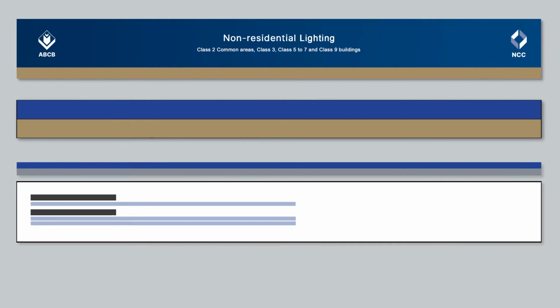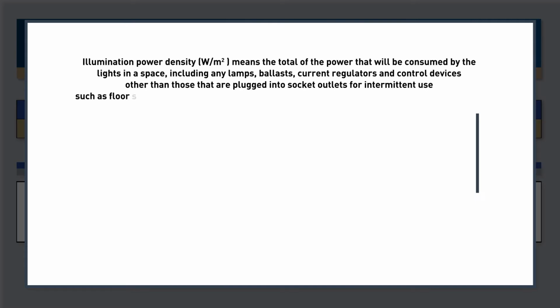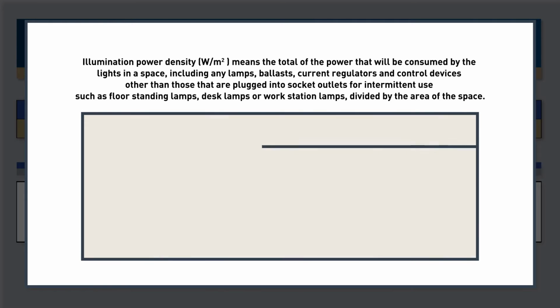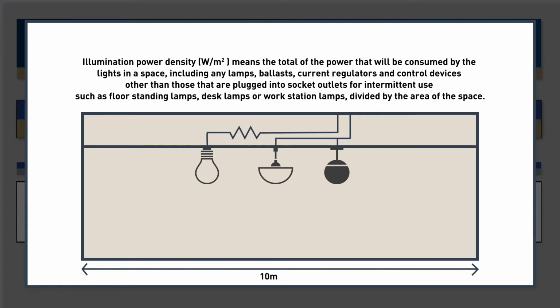This calculator automates the selection of illumination power density and adjustment factors, and undertakes calculations for illumination power loads for the energy efficiency provisions of Part J6. Illumination power density is a defined term in the NCC. It means the total power in watts that will be consumed by the lights in a space, including any lamps, ballasts, current regulators and control devices, divided by the area of the space.